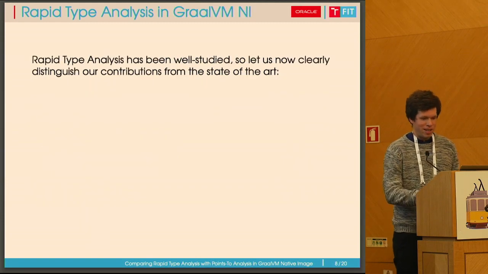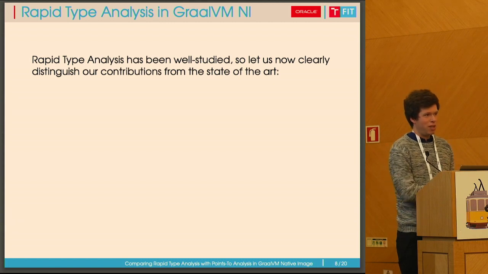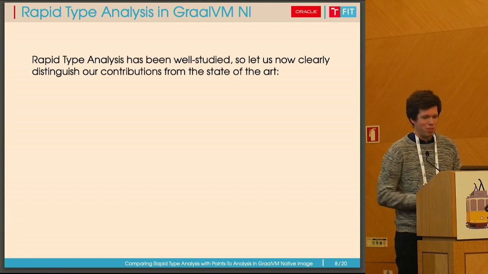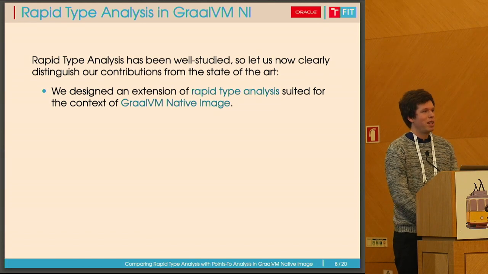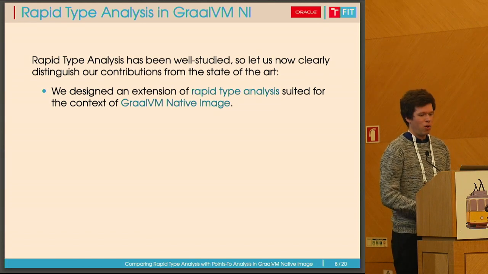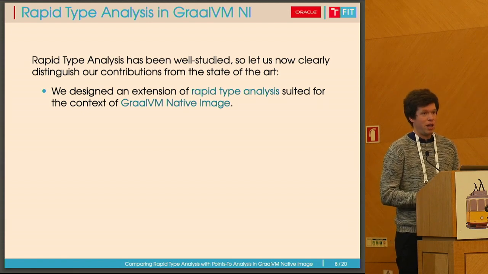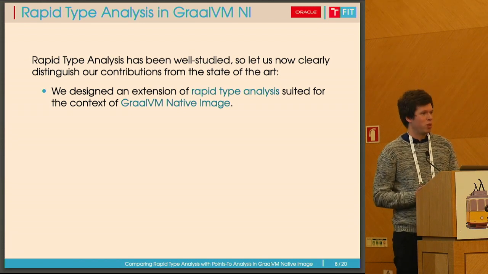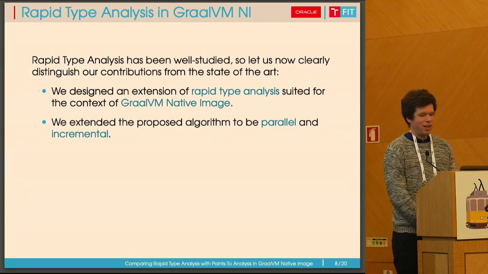Rapid type analysis has already been studied in the past, so let us now clearly distinguish what is the state of the art and what is the contribution of this paper. First of all, we designed an extension of rapid type analysis that is suited for the context of native image, meaning it can interact with heap snapshotting and it provides all the necessary information for the compilation phase afterwards. And therefore, it can work as a replacement or rather alternative mode for the points-to analysis, which is used at the moment. Then we extended the basic algorithm to be parallel and incremental.